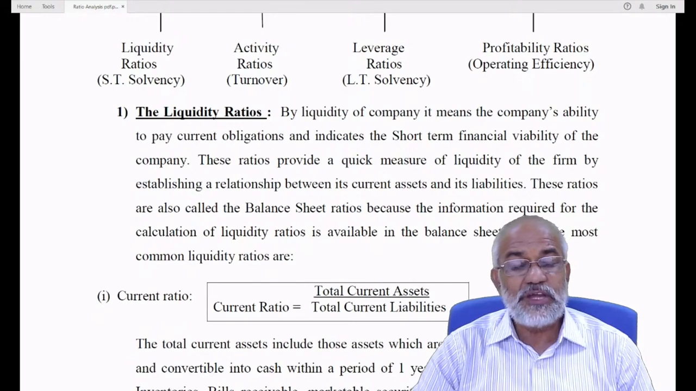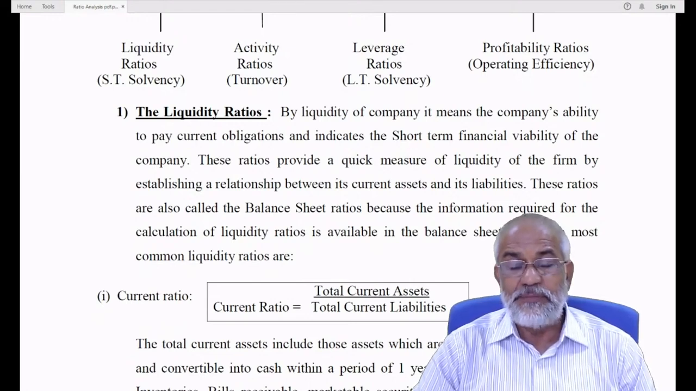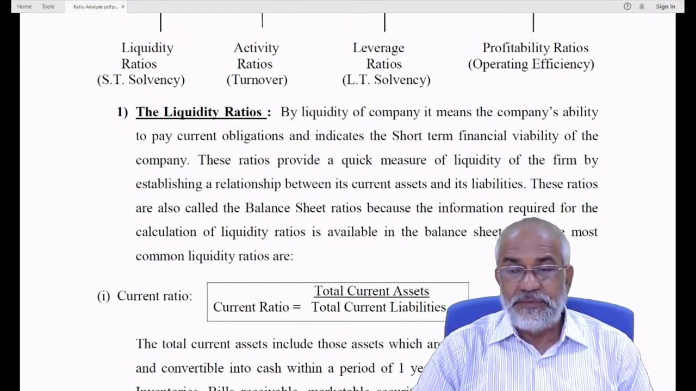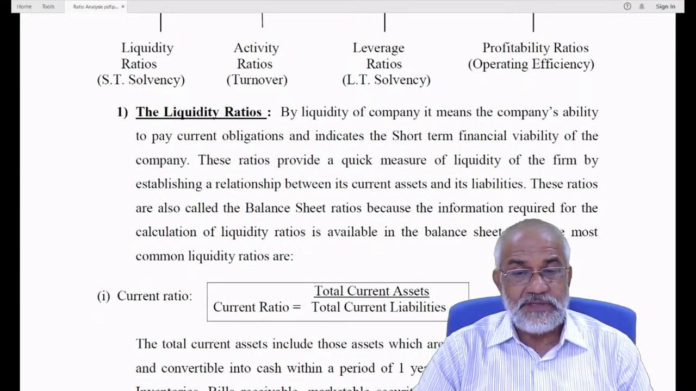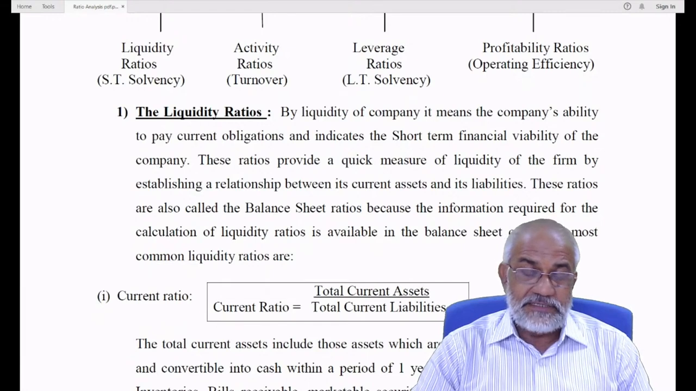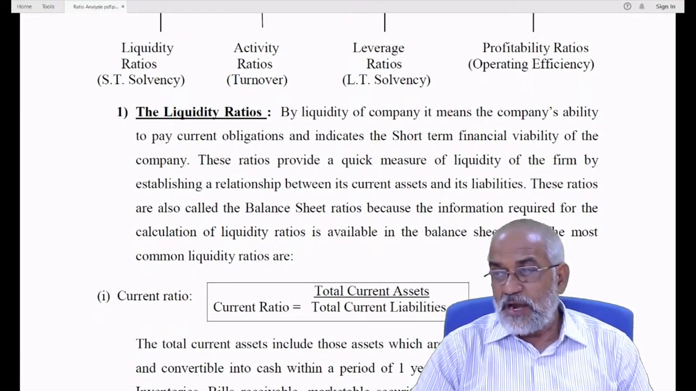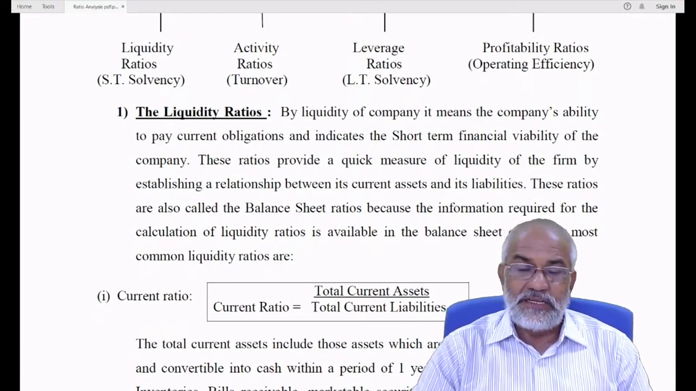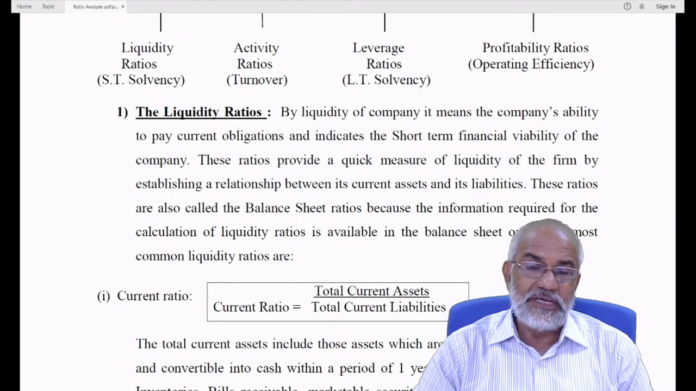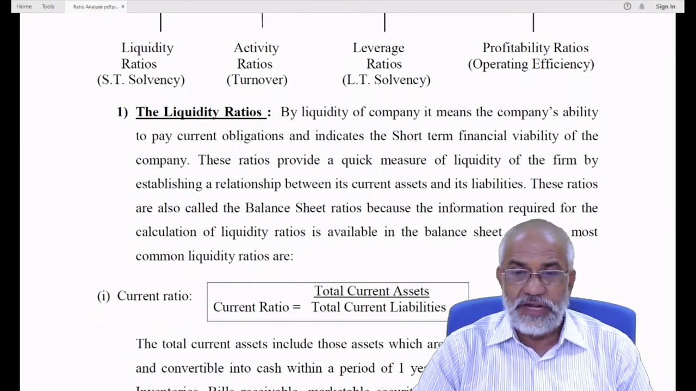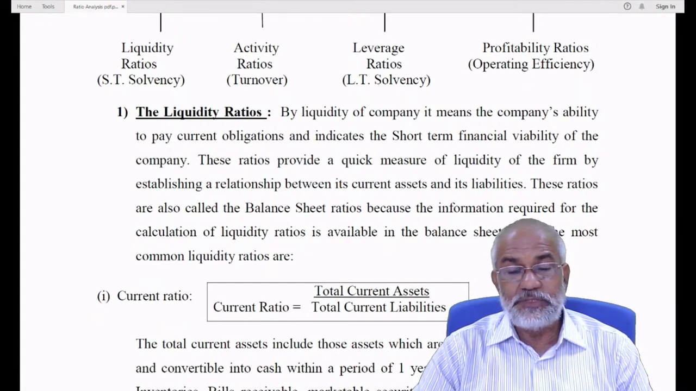So what are the items to be covered under current assets? It may be inventory. Inventory means it may be stock of finished goods, stock of raw material, stock of work in process. It may be sundry debtors. It may be bills receivable. It may be cash and bank balance. It may be short-term advances given to the parties. All these things will be coming under current assets. When current asset is divided by current liability, it will be the current ratio.